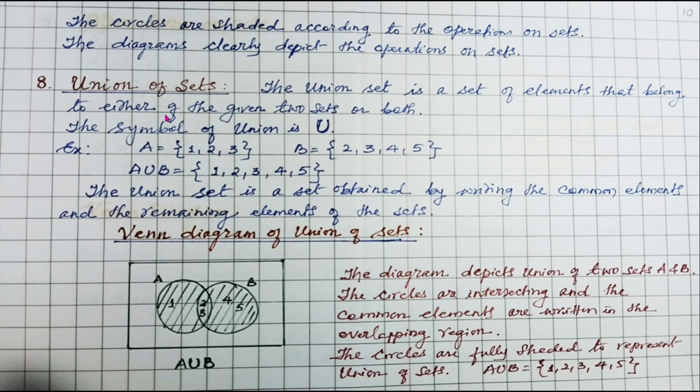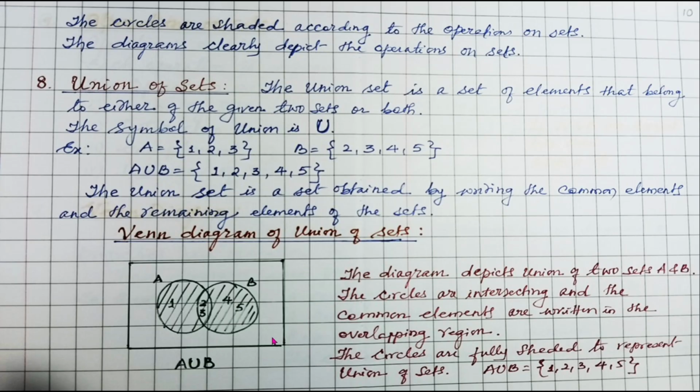Now let us take one example to understand it clearly. A is a set of elements 1, 2, 3. B is a set of elements 2, 3, 4, 5. Now if you observe here, in these two sets, the common elements are 2 and 3. So write 2, 3. The remaining elements are 1, 4 and 5. So elements 1, 2, 3, 4, 5 form the union of sets. That means the union set is a set obtained by writing the common elements of the two sets and the remaining elements. Remember that.